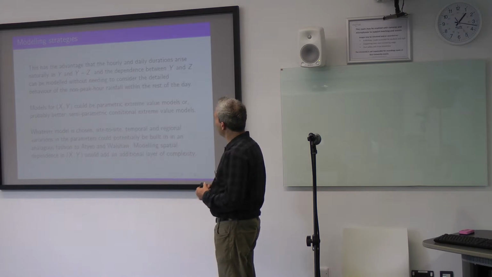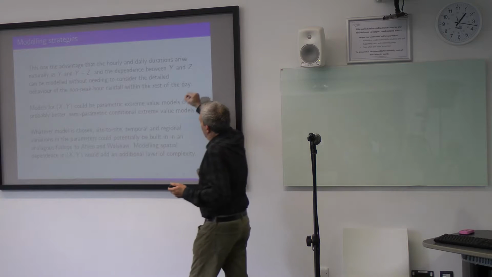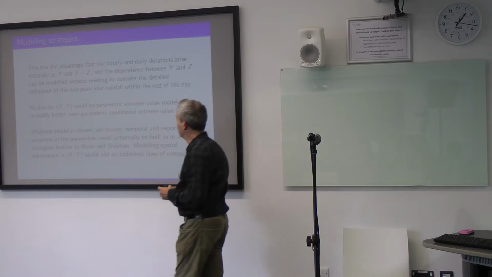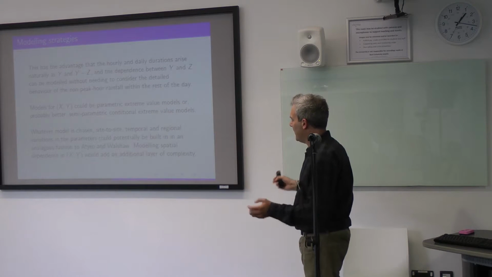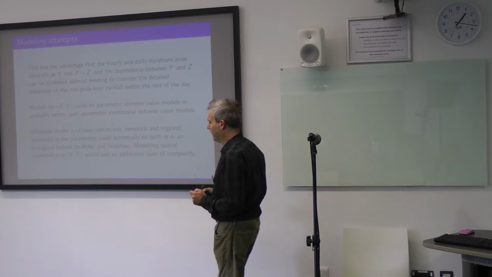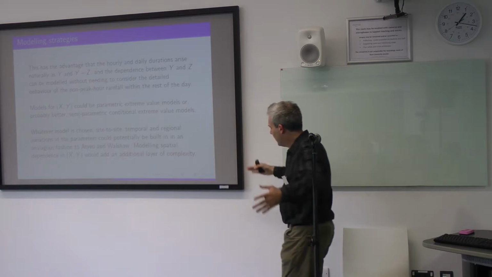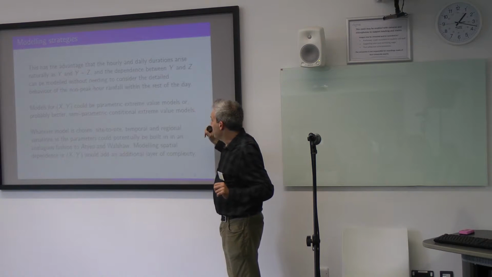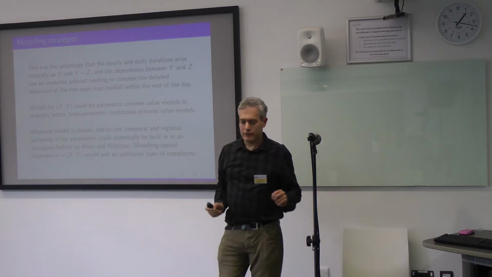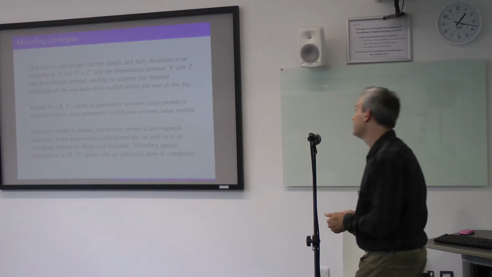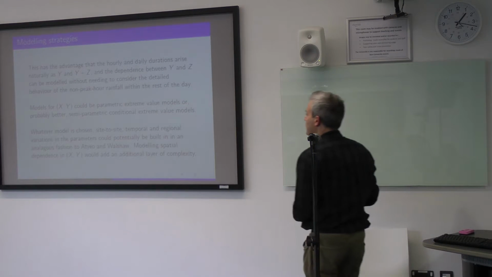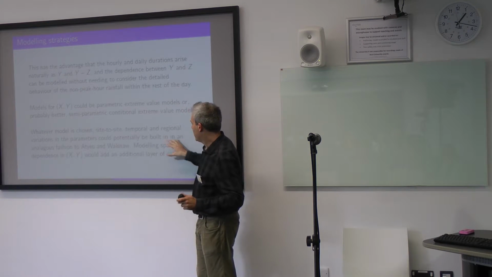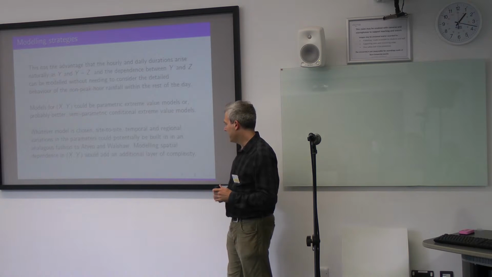So this has some advantages: the hourly and daily durations then arrive naturally as y plus z, and we don't need to think about the detailed behaviour of the non-peak hour rainfall within the rest of the day. Hopefully we can just allow that to sort itself out. Hopefully the model will be a reasonably good approximation of the truth. So these are things I'd like to try. And whatever model we choose, parametric or semi-parametric, we're going to incorporate temporal and regional variations in the parameters, etc.